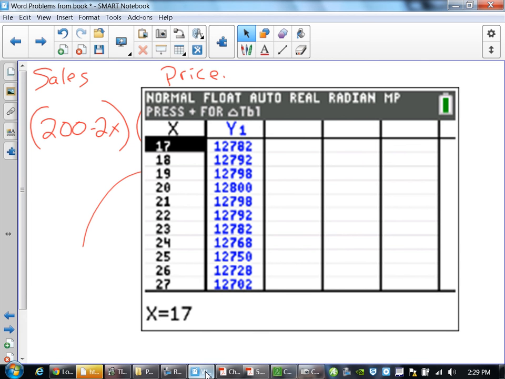Will this 20 value be the vertex? Yes, because it's symmetrical on both sides. Exactly.